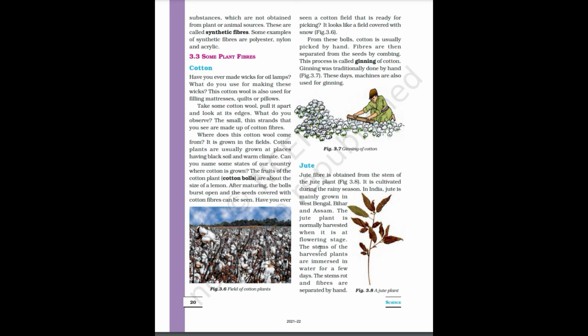The stems of the harvested plants are immersed in water for a few days. The stems rot and the fibers are separated by hand. So when we throw something into the dustbin, which is wet waste, it just rots and smells a lot. But when this stem rots, the fibers separate in the stem, and this is then collected by hand. So it is a method of getting fibers of jute from a plant.